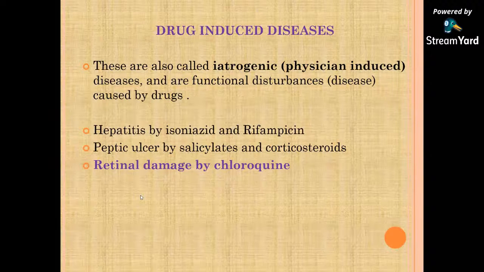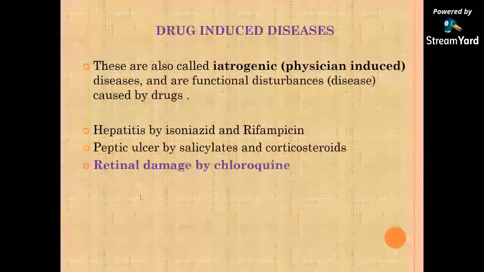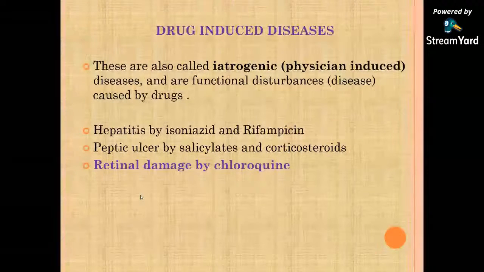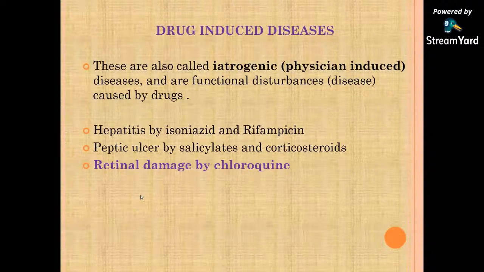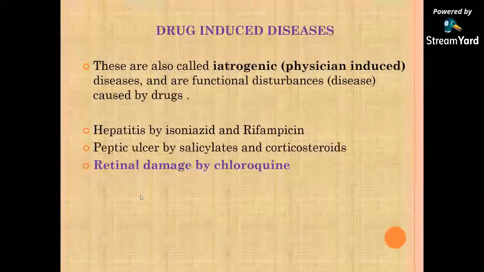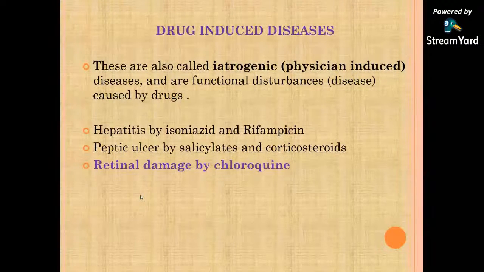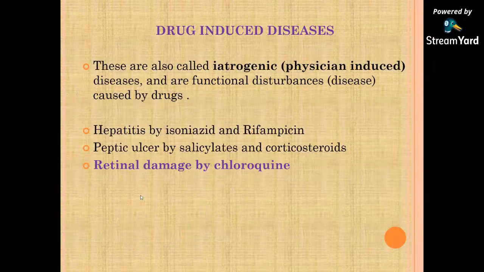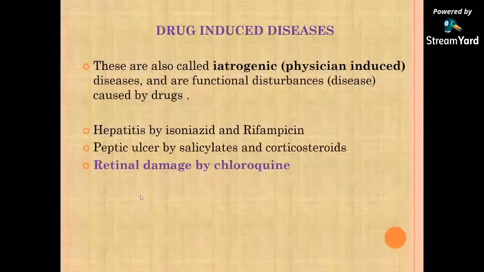Hepatitis is the major side effect of isoniazid and rifampicin. Isoniazid and rifampicin are categorized as anti-TB drugs, so they will cause hepatitis. Then peptic ulcer is a side effect of salicylates and corticosteroids, and retinal damage is caused by chloroquine. These are some examples of drug induced disease.